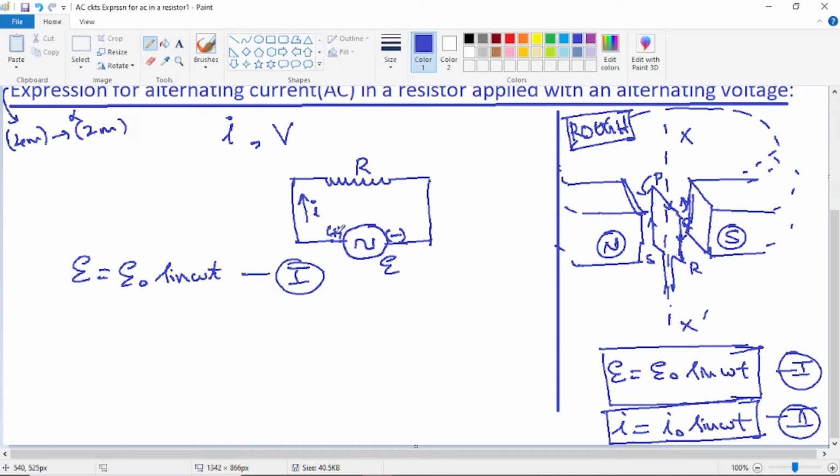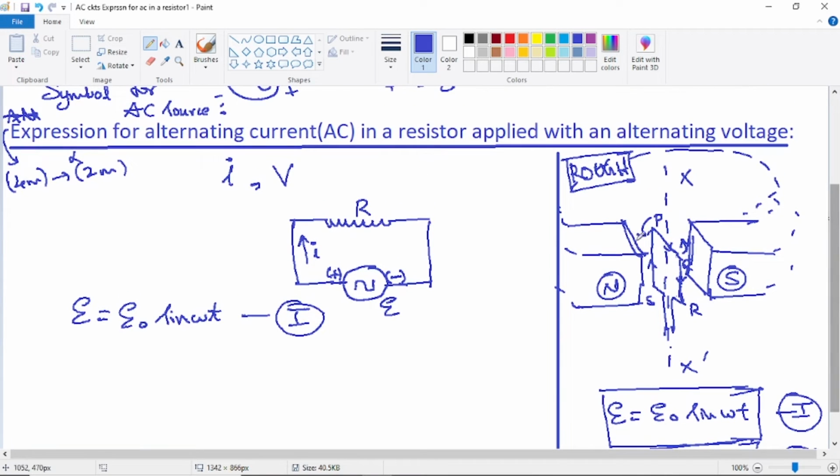So this is like the positive terminal. Now, for a short time interval, current is flowing clockwise. The left terminal is the positive, and the right terminal of the source is the negative terminal. So now the aim of the derivation is to get an expression for the alternating current. That means an expression for I is required when it is applied with the alternating voltage.